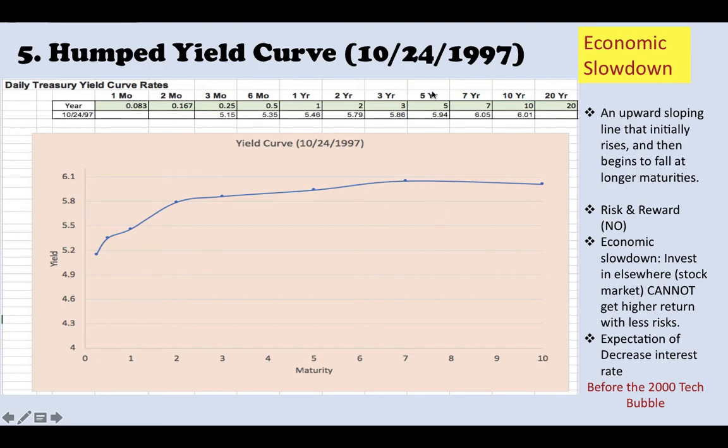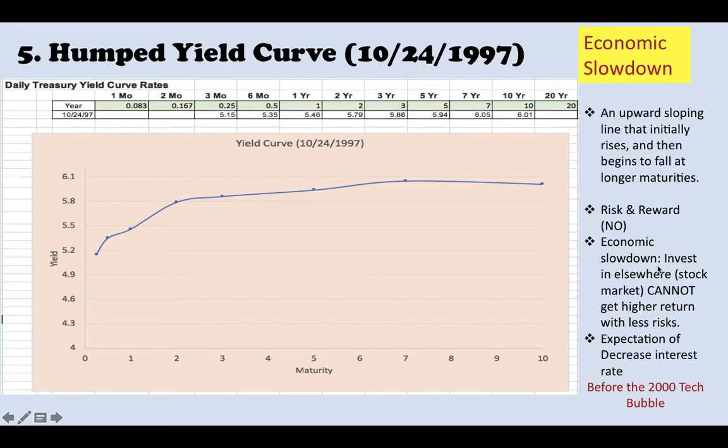So you can just see this 5-year, 7-year, 10-year. You can see here is an increase. 5-year yield to 7 is an increase. Then from 7-year to 10-year, the yield is lower than the 7-year. So this kind of has a little hump here. So this is very similar to the flat yield curve. So basically risk reward. You hold a 10-year, you're not getting the higher return. So risk reward, no here.